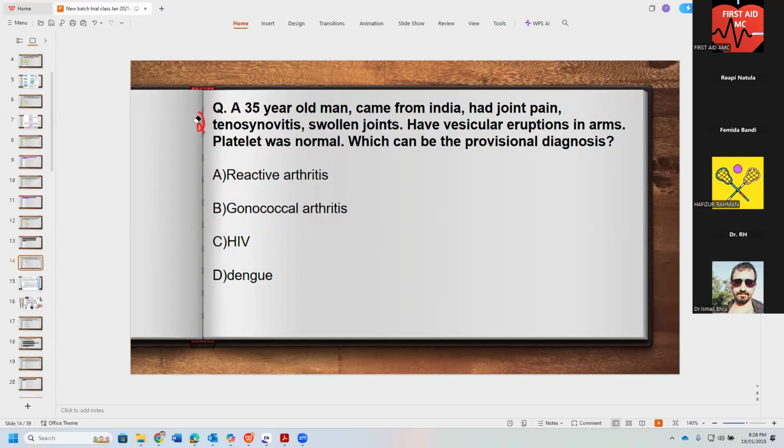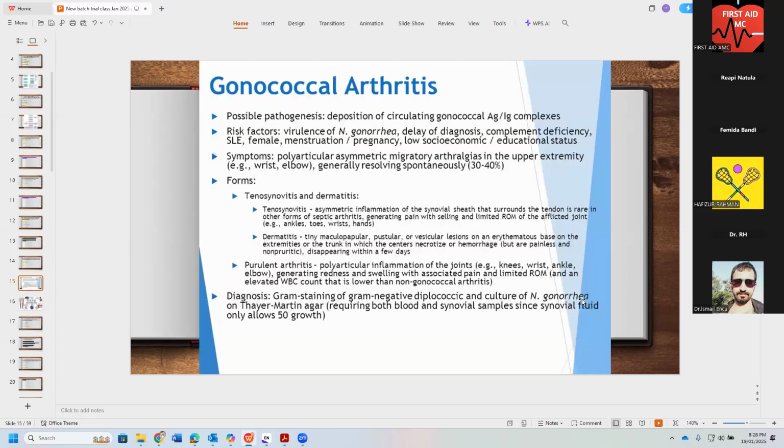So: can't pee, can't see, can't climb trees. This is the triad of reactive arthritis. Urethritis, can't pee; conjunctivitis, can't see; and arthritis, can't climb trees. Okay, so this is gonococcal infection. Have a read of this.